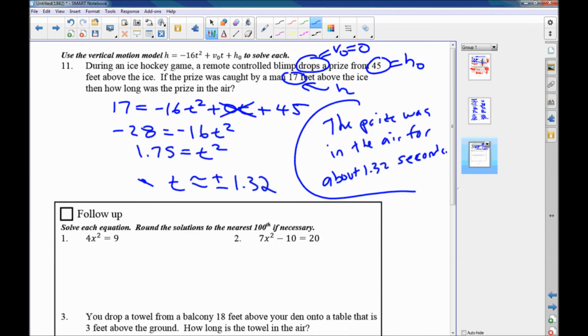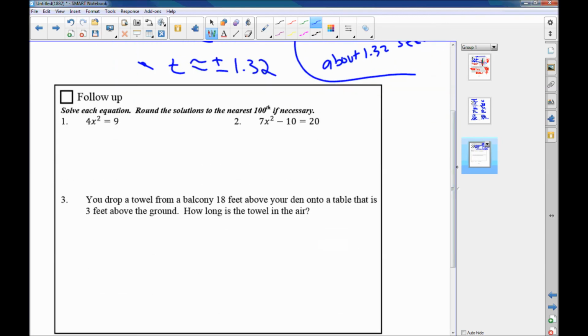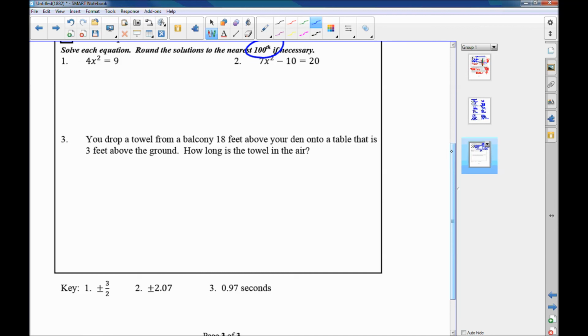All right, you have a follow-up down here. There are two questions practicing just equation solving. Note it says round to the nearest hundredth if you need it. Okay, and then there's another word problem down here. Your final solutions are on the bottom, but please don't just copy them. Do your work, check your answer, and know if you need to go back and get some help.